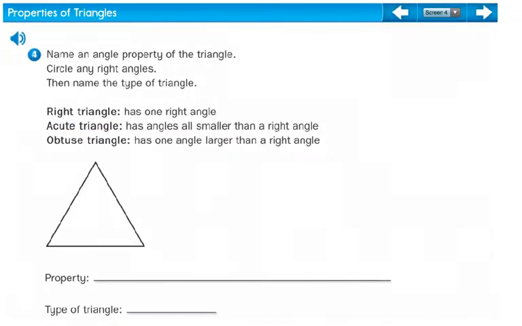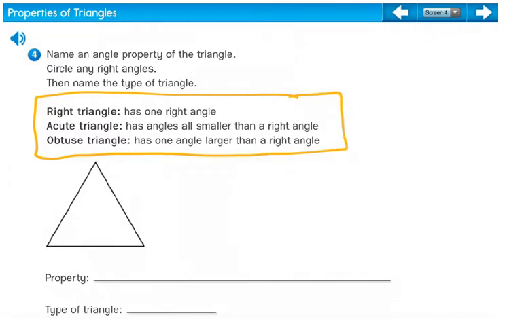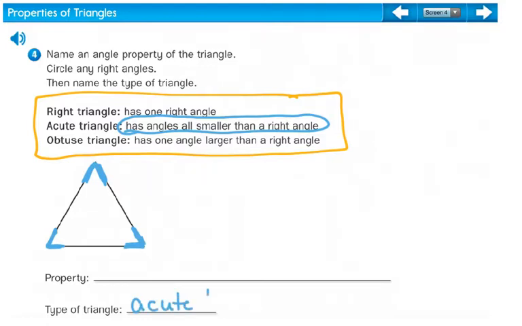Number 4, name an angle property for this one. So remember, here are the 3 different types of triangles that we're talking about today. Here's a vertex or an angle that's smaller than 90, that's acute. Here's another vertex or an angle that is smaller than 90 degrees, that's an acute angle. And the third angle or vertex is also an acute. So because this has all angles that are smaller than a right angle, this would be called an acute triangle.